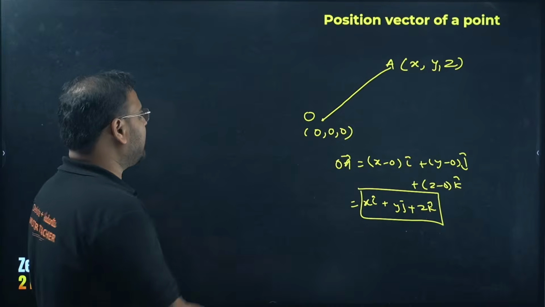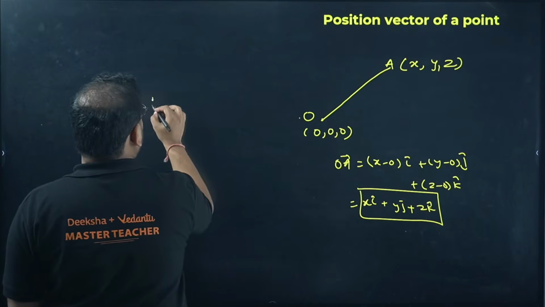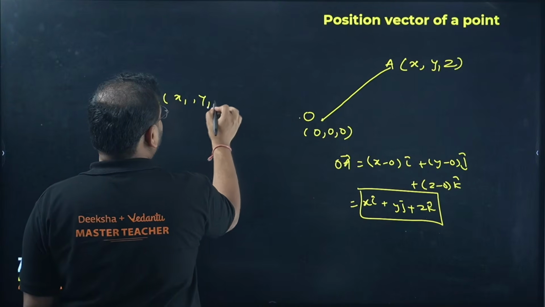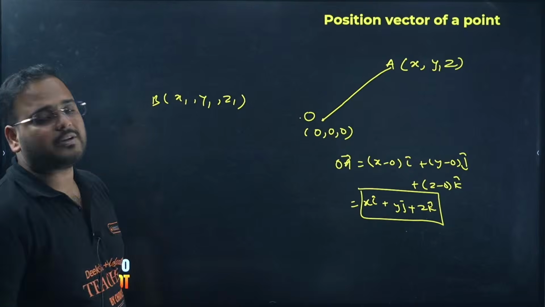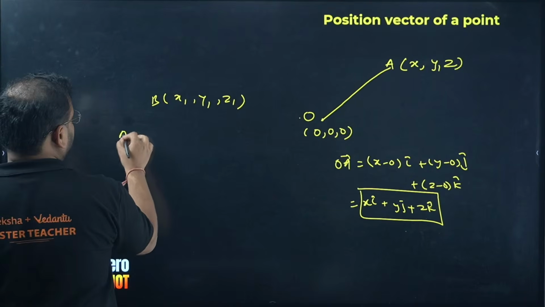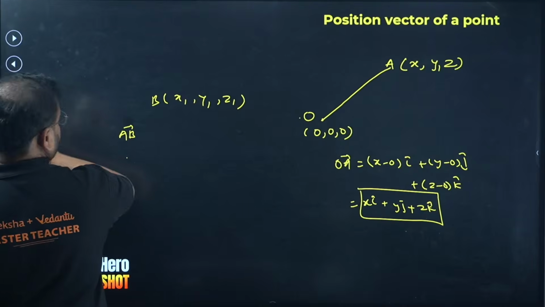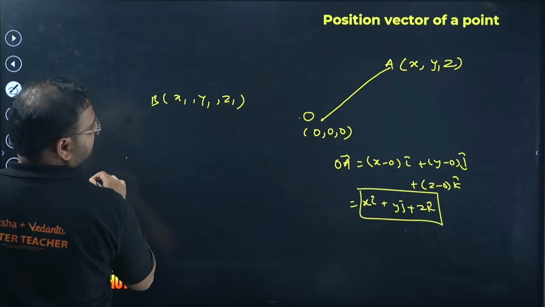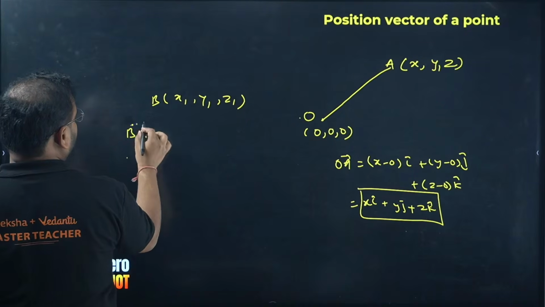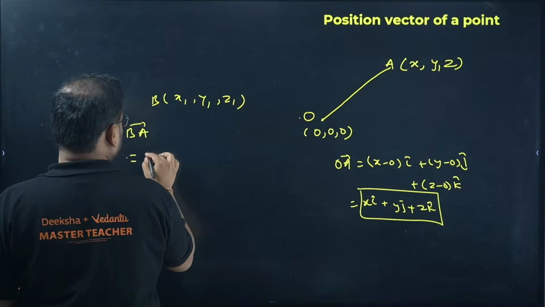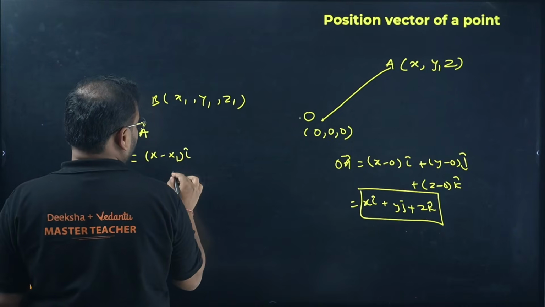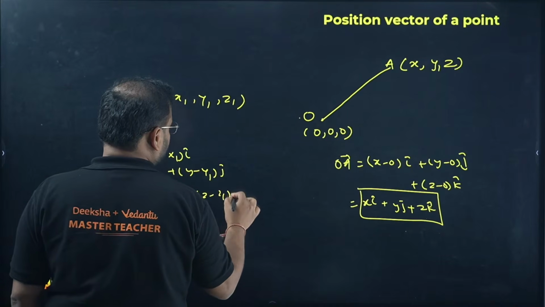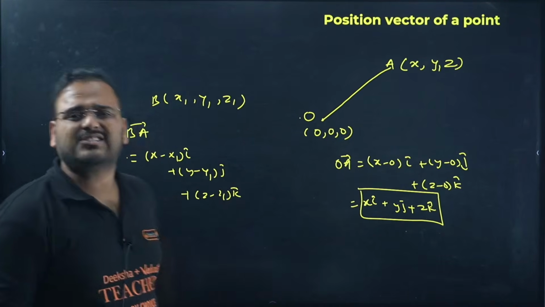Now if I change this to any other point, let's say in place of O, I write a point B, with the coordinates, let's say, x1, y1 and z1, and now they're asking AB, or BA actually. Position vector of the point A from B. You're going to go like this: x minus x1 i cap, y minus y1 j cap and z minus z1 k cap.